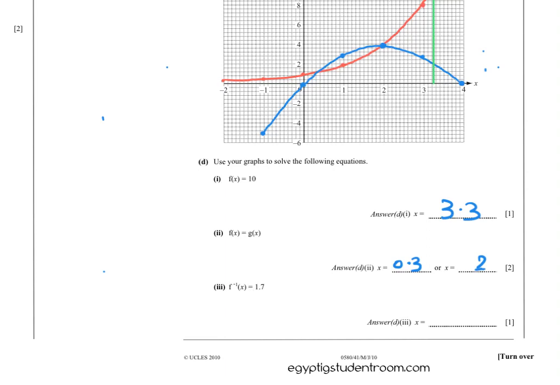Next, if f negative 1 of x equals 1.7, how to solve this one? It's better to write x equals f of 1.7, so f negative 1 goes to the other side and becomes f. So I need f(1.7). How to find f(1.7)? Find 1.7 on the x-axis, go up until you reach f(x), and go horizontally to find the value. You will find the value approximately 3.